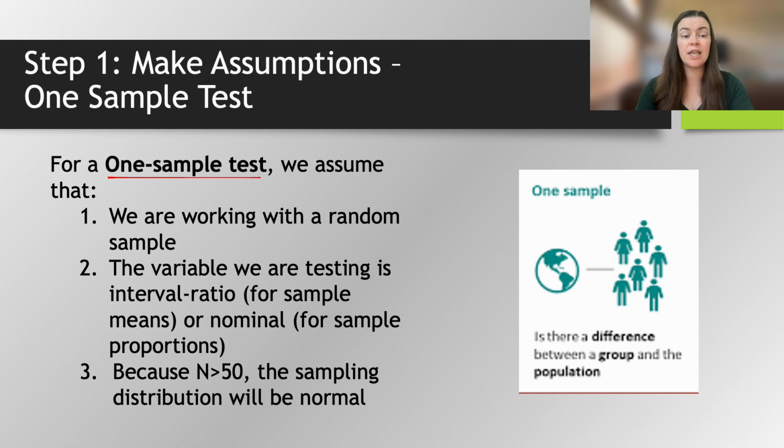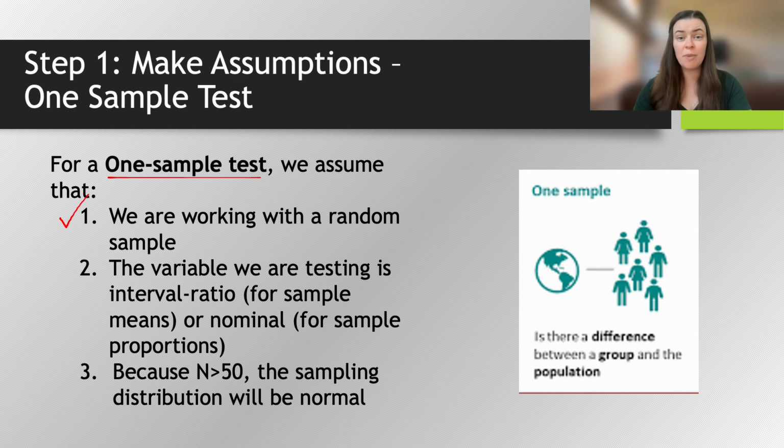The first is that we are working with a random sample. And so if we do not meet this requirement, or we see any language within the context of our problem or an example that suggests that we are not using a random sample, we cannot conduct a hypothesis test. And so this is our first checkpoint here. We need to ensure that we're using random samples.